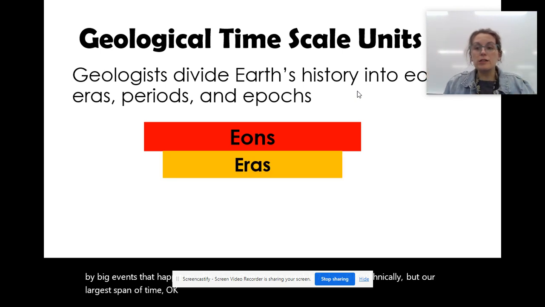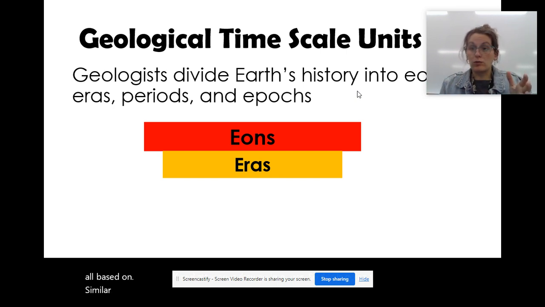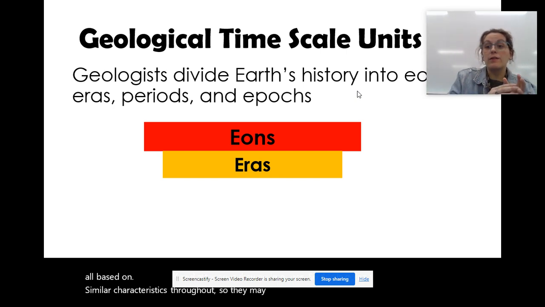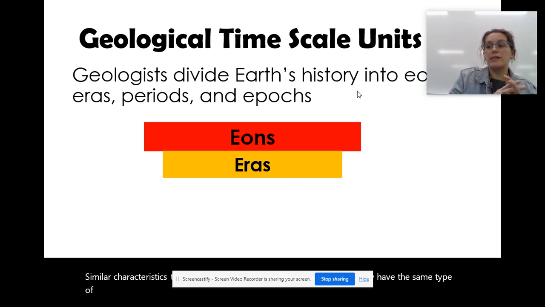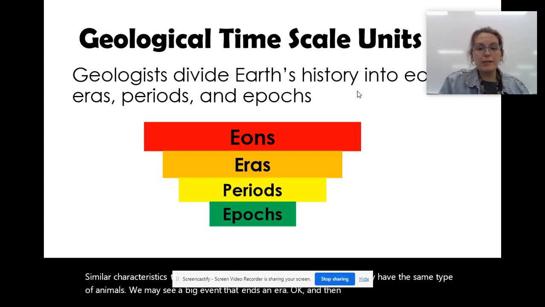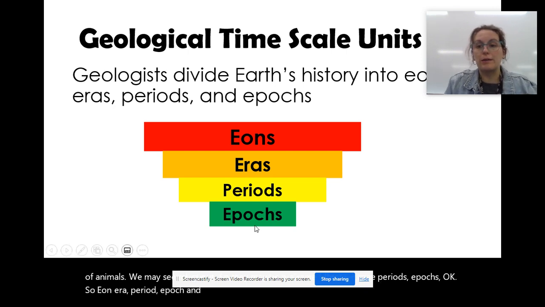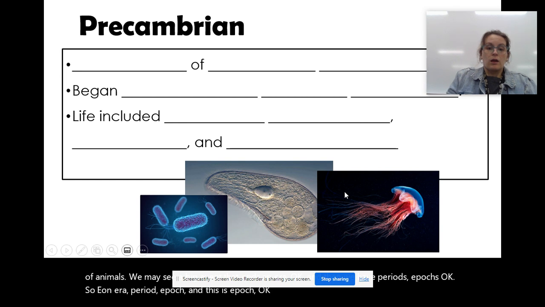And after eons, they go into eras. So these are all based on similar characteristics throughout. So they may be the same climate. It may have the same type of animals. We may see a big event that ends an era, okay? And then we have periods, epochs, okay? So eon, era, period, epoch. And this is epoch, okay?